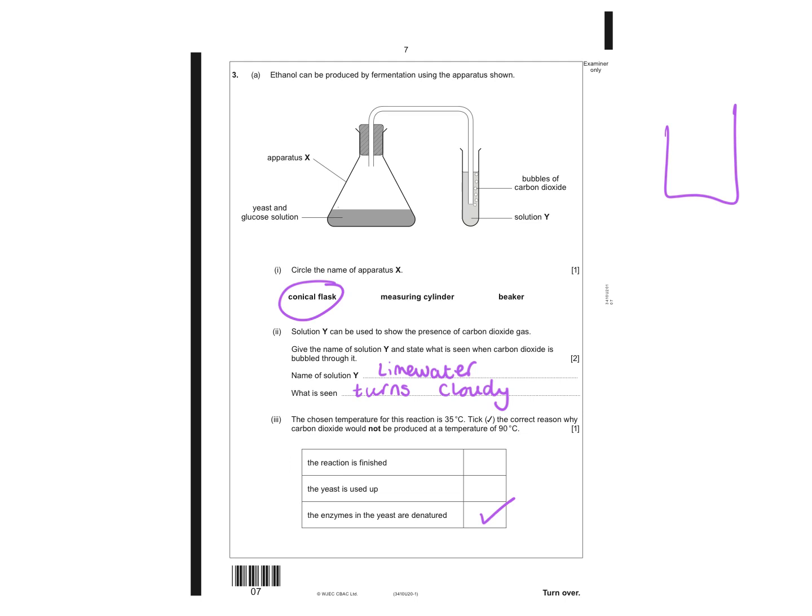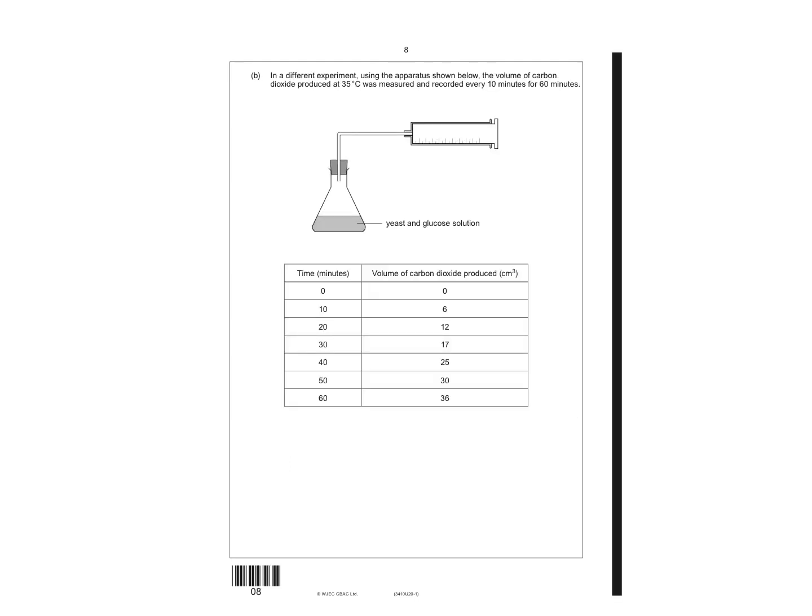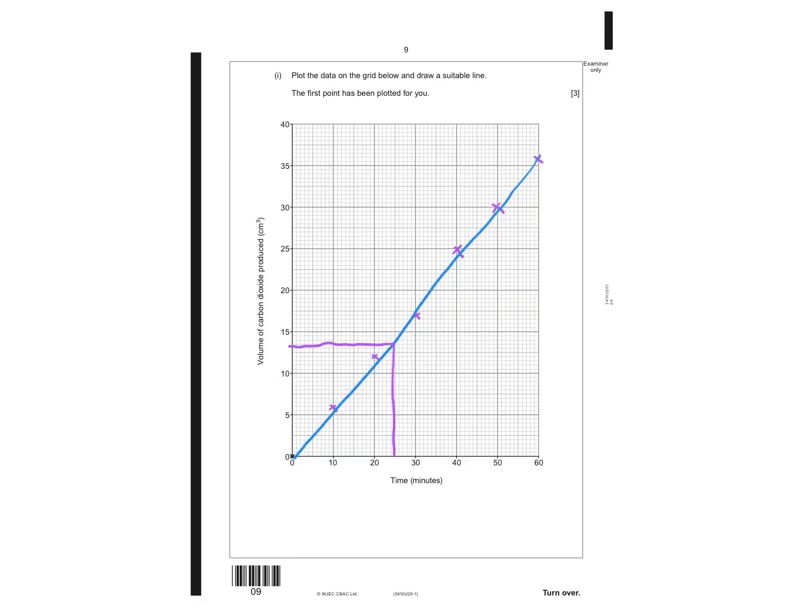The chosen temperature for this reaction is 35. Tick the correct box and state why it would not produce at 90 degrees. It's because the enzymes in the yeast would have denatured. Lovely, then kind of values to plot a graph.